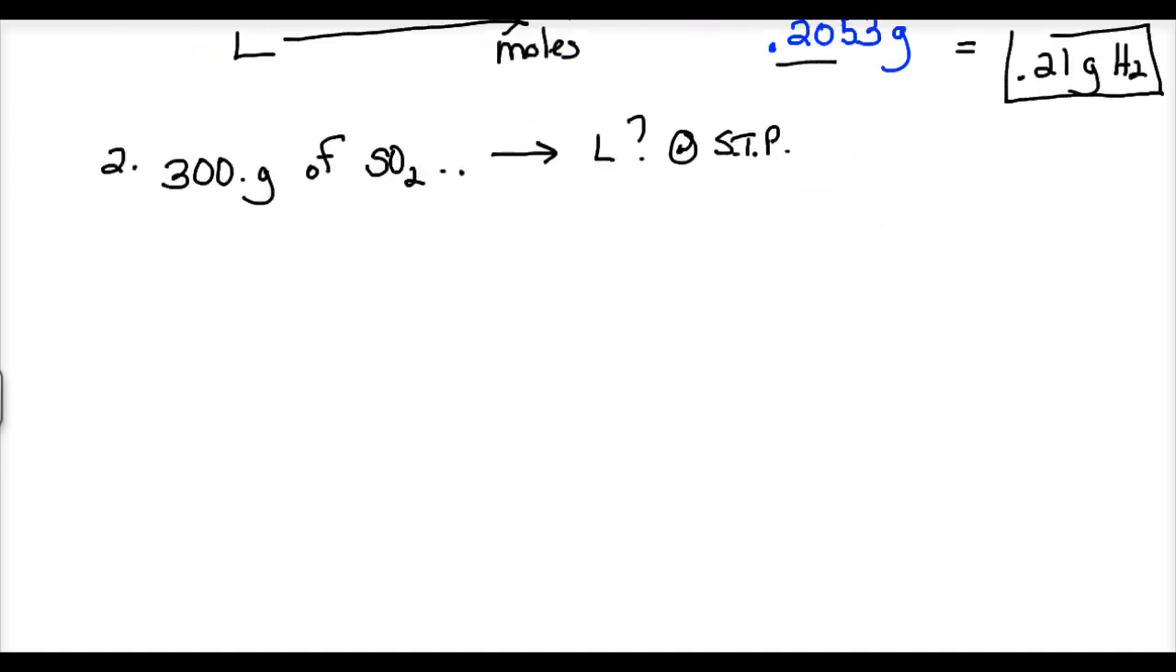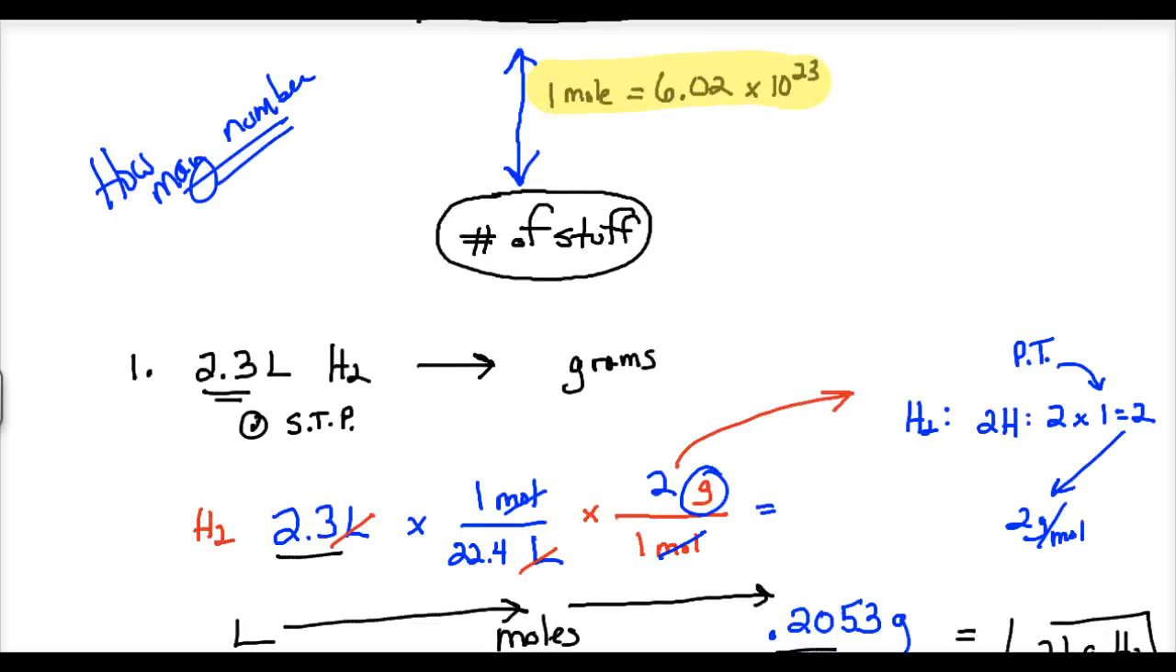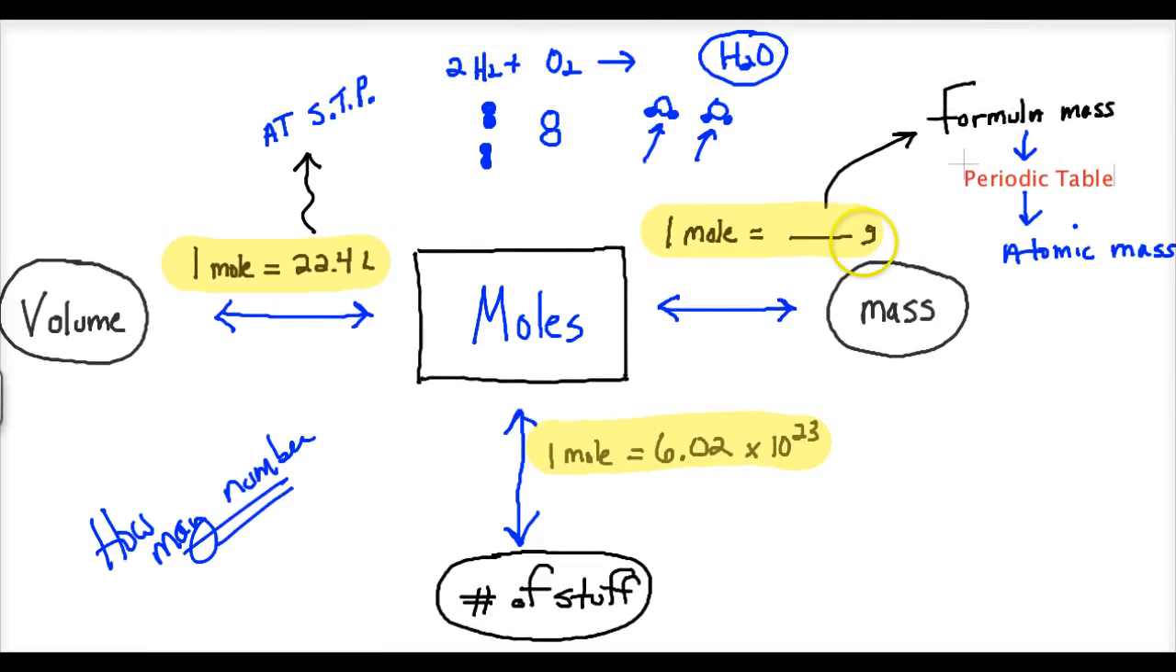Well, like all conversions, we start with the number given. So I write 300 grams. And the first step, notice we're going from grams to liters. So go back to our mole diagram. We're going from grams and we're converting to liters, or volume. So we're going to convert our grams, which is mass, into moles. Then moles into volume. It's a 2-step problem right there.